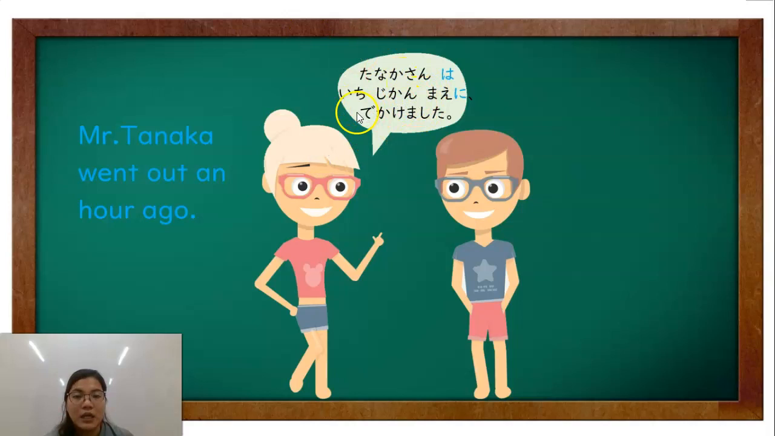Tanaka-san wa ichijikan mae ni dekakemashita. Tanaka-san went out an hour ago. So, lumabas na si Tanaka nung mga isang oras na nakalipas. So, ganun. Yun gagamitin si quantifier or period of time.